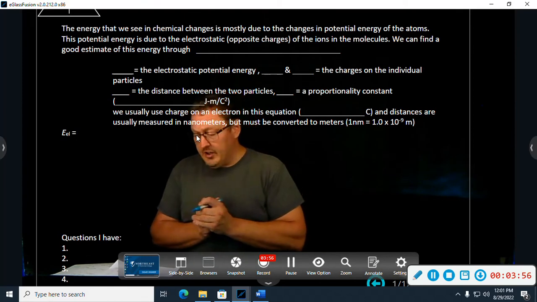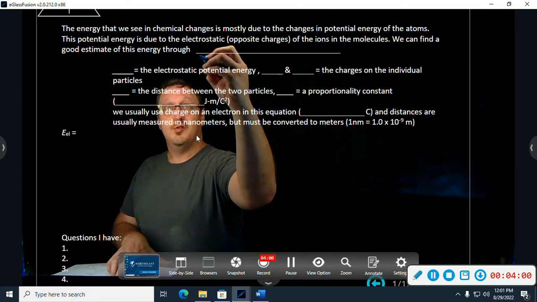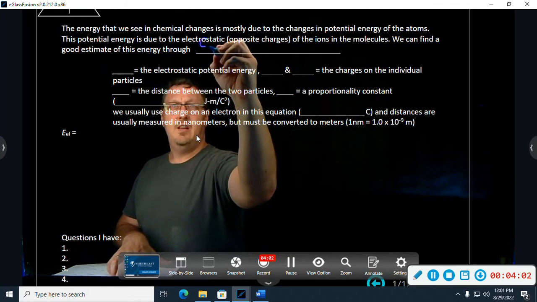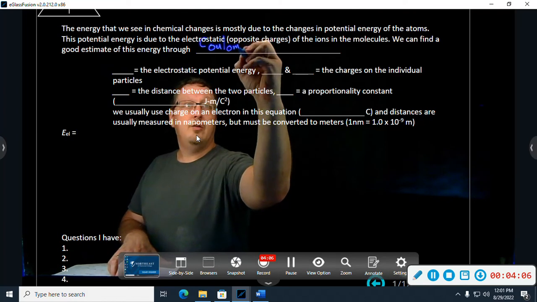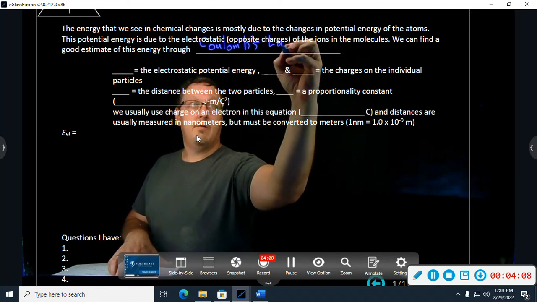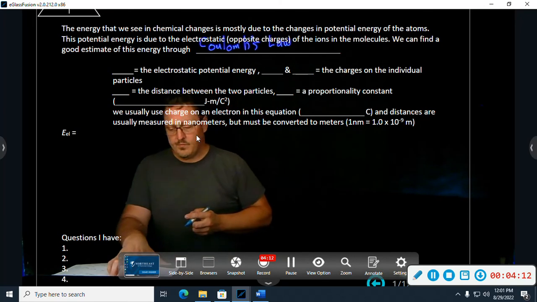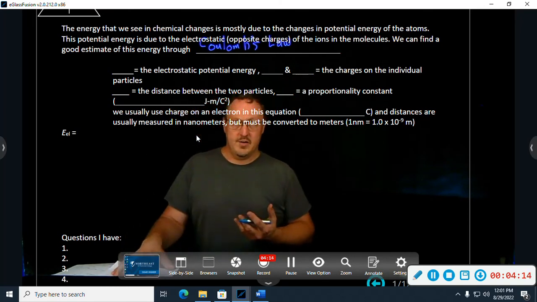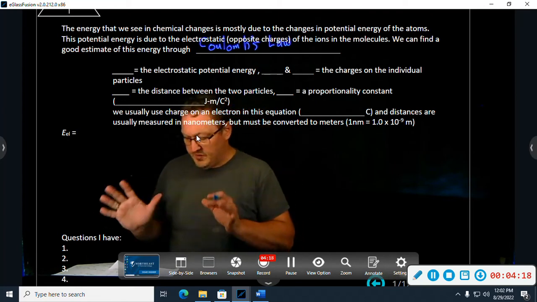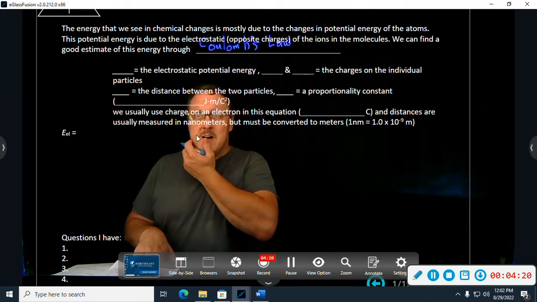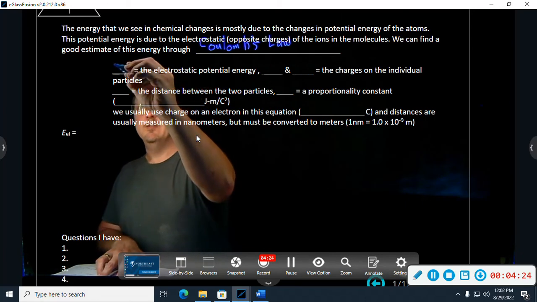And we could find a good estimate of that energy through using something called Coulomb's law. C-O-U-L, Coulomb's law. Okay, and Coulomb's law is a fairly complex looking equation, but we're going to work through a little bit of it. We're not actually going to use it that much, but just so that you're there, here we are. All right, so first thing we're going to look at is this variable.